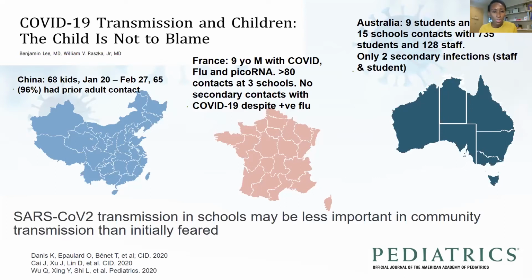I think the point of this slide was just to show that there are many concerns we have around kids going back to school, but SARS-CoV-2, so the virus that causes COVID-19, the transmission of that virus in schools may be far less important than what's happening in our communities. So what's happening in places people worship, people go to eat, people gather, than initially feared.